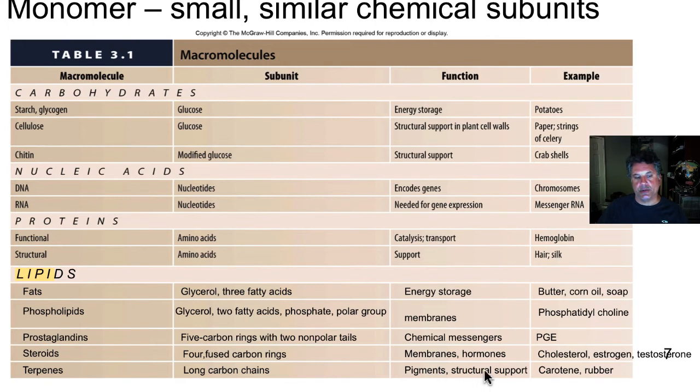And finally, terpenes are a type of lipid that are very long carbon chains, and they function as pigments or structural support, especially in plants. Examples are carotene, the carotene that causes carrots to be orange. Carotene is a pigment, and carotene is also a precursor to some vitamins that animals need. And rubber, natural rubber. Now we all have synthetic rubber, but in the old days, rubber was all natural, derived from rubber trees. And rubber is basically an example of a polymer, long carbon chains polymerized into terpenes.